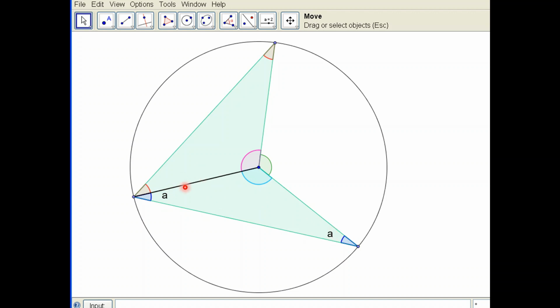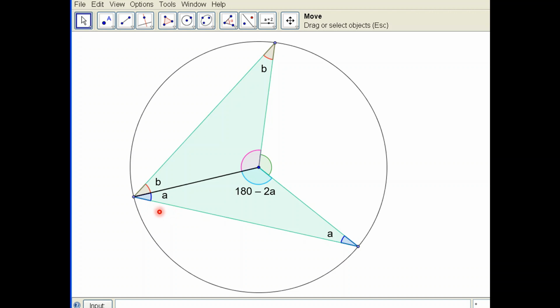Why? If you are to consider this triangle, this is a radius and this is also a radius. And so it is an isosceles triangle and the angles formed at the base must be the same. So if this is A, then this is also A. I'm going to call this side B. If this is B, then this side is also going to be B, because this is also a radius and this is a radius. So this is also going to be B.